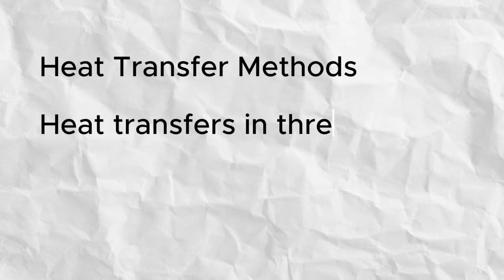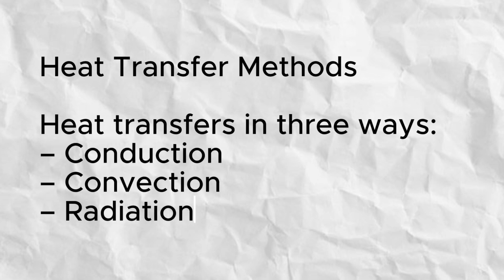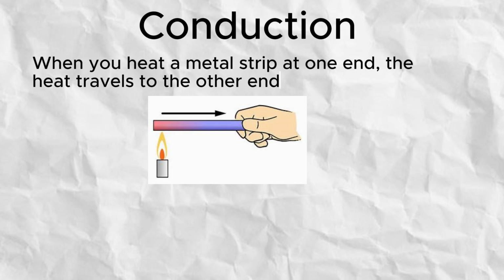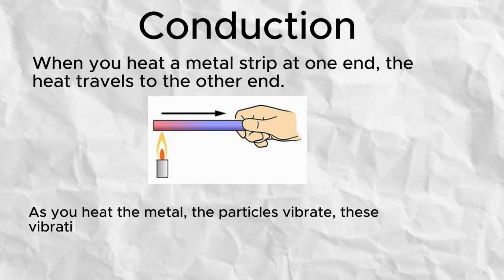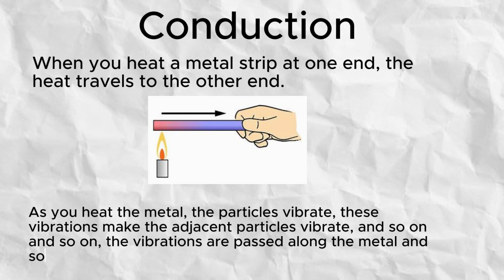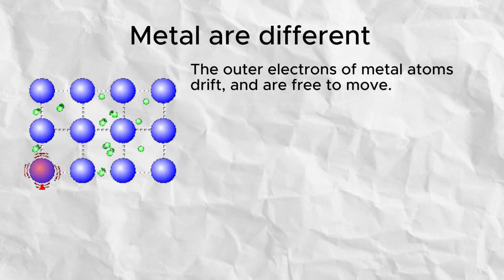Heat transfer methods. Heat transfers in three ways: conduction, convection, radiation. When you heat a metal strip at one end, the heat travels to the other end. As you heat the metal, the particles vibrate. These vibrations make the adjacent particles vibrate, and so on and so on. The vibrations are passed along the metal, and so is the heat. We call this conduction.